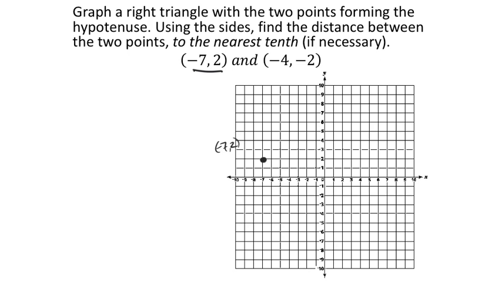The next one is going to be (-4, -2). So I would go left 4, down 2, which is going to give me this point right here. Again, I'm going to label it even though you don't necessarily have to. Just trying to be thorough here.